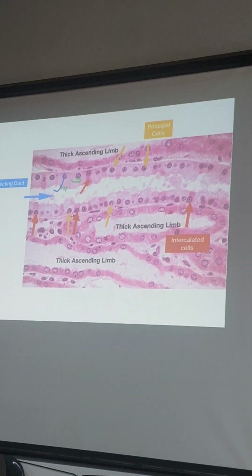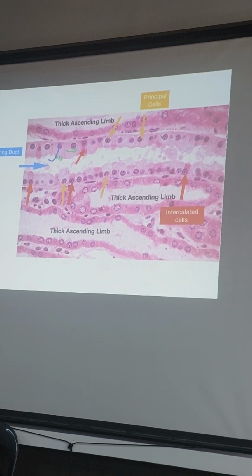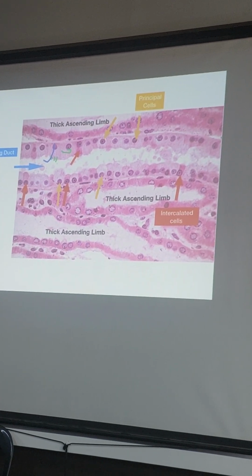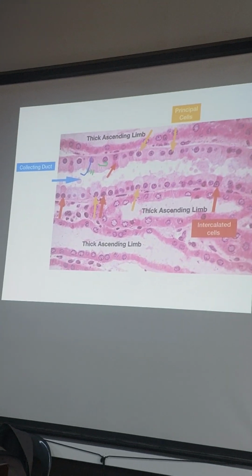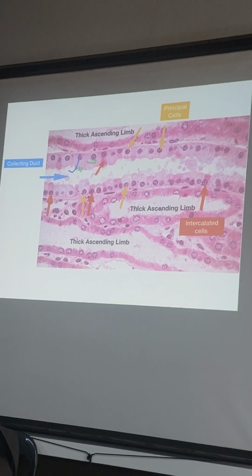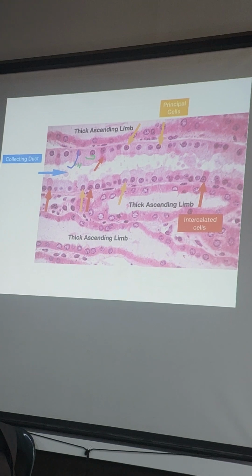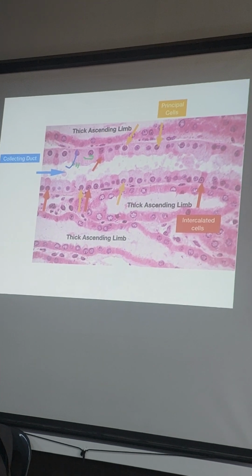So, aquaporins, ADH. Okay? So if there is an antidiuretic hormone, what would happen to the urine? Would it become diluted or will it become concentrated? It's concentrated because we are taking out the water. So if we are taking out the water, it becomes concentrated.